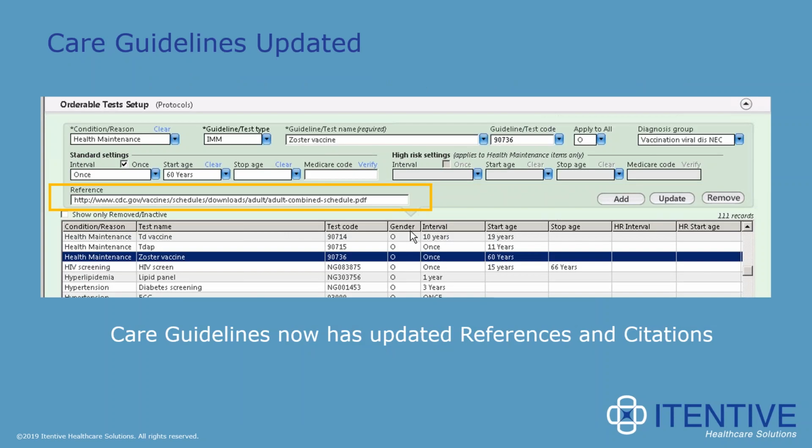And lastly, the CARE guidelines were updated to include reference and citations. So since the National Guideline Clearinghouse is no longer funded, NextGen updated these references and citations from various places like the CDC, or I know they're using the U.S. Preventative Services Task Force, and then a few other organizations as well.